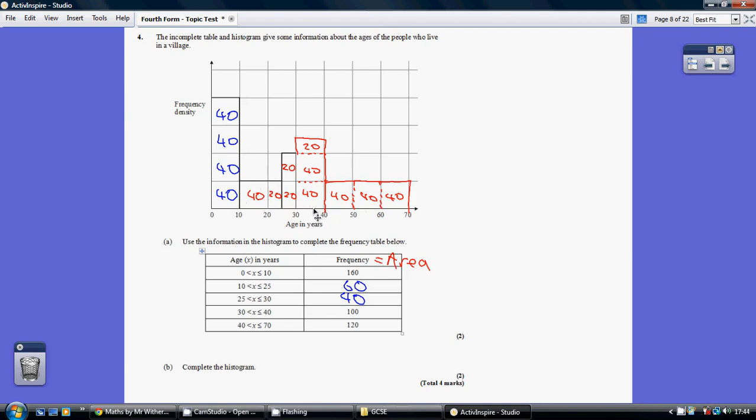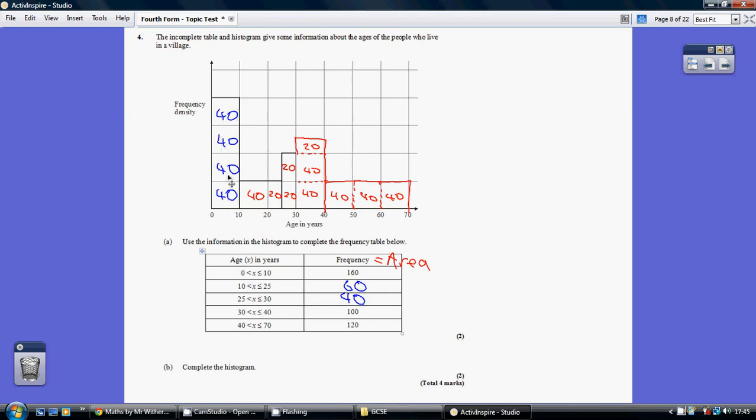So we look for where we have both the bar in the histogram and the information. Now that's in the first category. So we know that 160 people, so the area's got to be 160 for between 0 and 10. So here, this column represents 160 people.